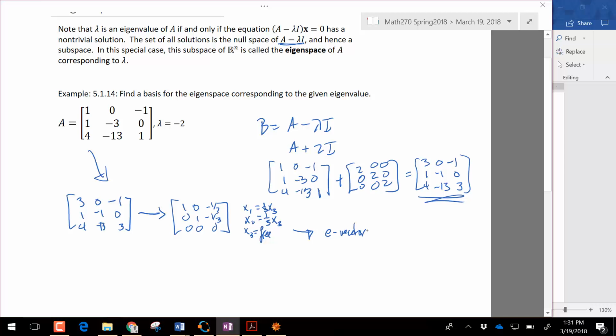I'm just going to call it E vector, eigenvector, eigenval. So this is equal to 1/3, 1/3, and 1. So this is the basis for the eigenspace, this particular eigenspace for this lambda.